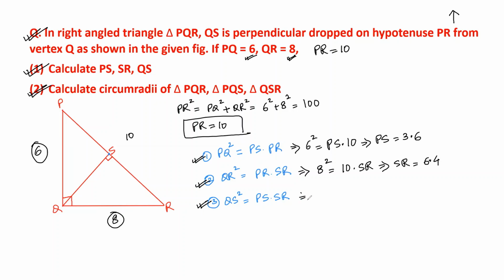And from the third relation, QS square is equal to PS into SR. So QS square would be equal to PS into SR, that is 3.6 times 6.4. From this, the length of QS can be determined, which would be 4.8 units. So the length of PS is 3.6 units, the length of SR is 6.4 units, and the length of QS is 4.8 units.